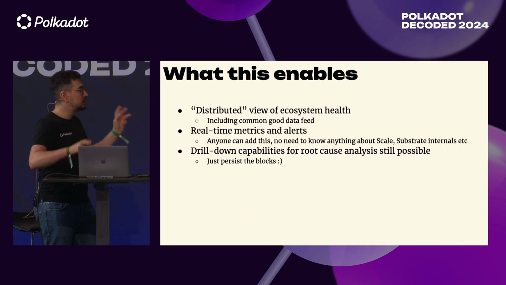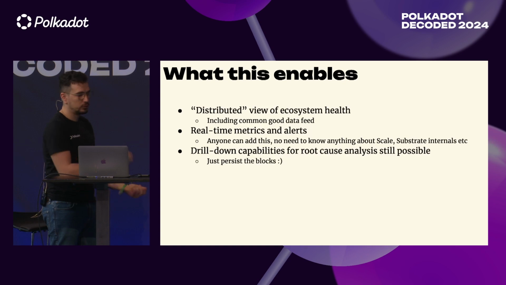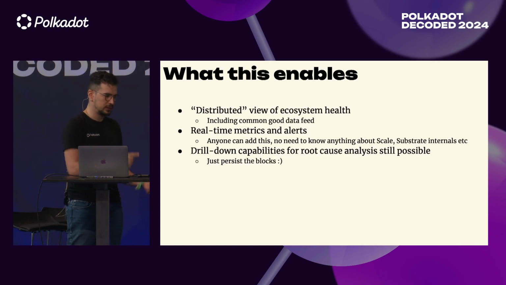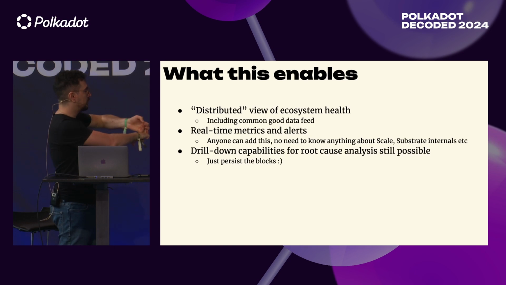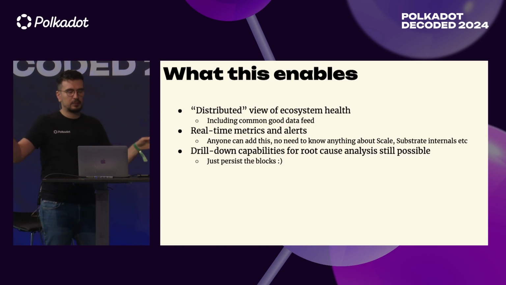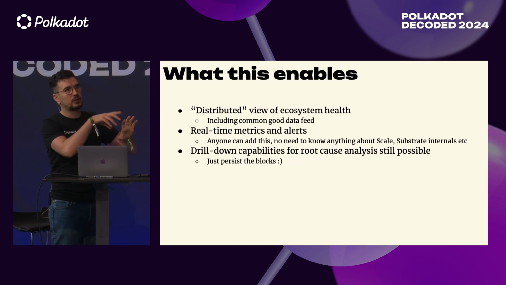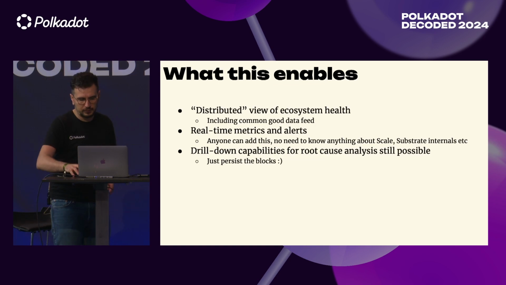So as I said, a distributed view of the ecosystem health, including a common good data feed that contains the blocks, storage function results, and all of that. You can define real-time metrics and alerts, and ultimately down the line, you can do drill-down capabilities because you see all the ecosystem at the same time. So you can see if anything happens to Polkadot, does it affect the parachains or the other way around, right?